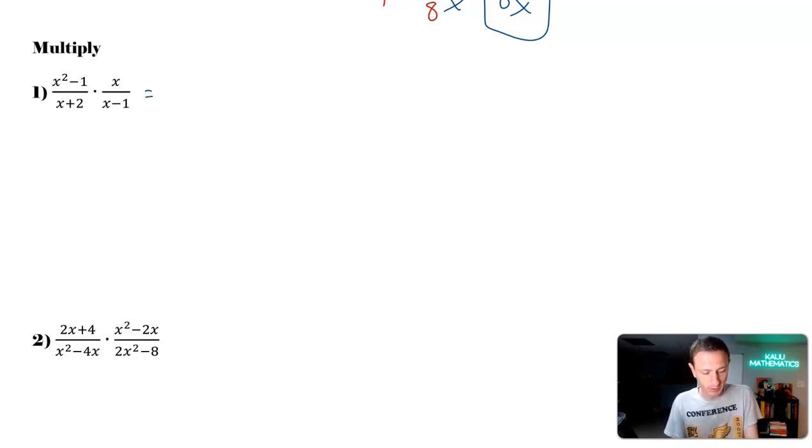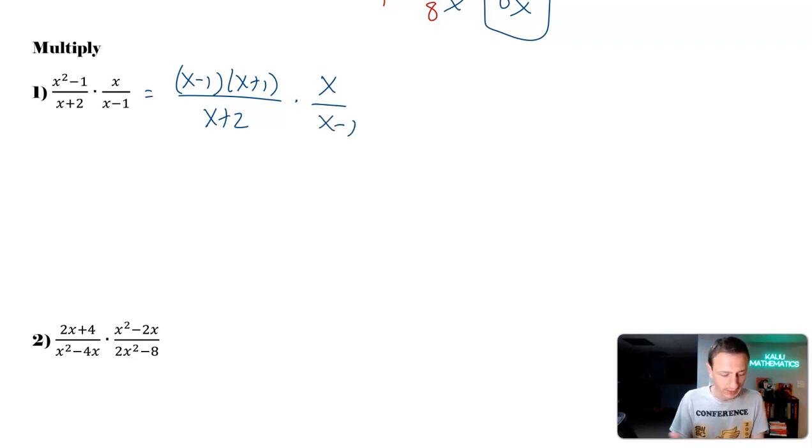So x squared minus 1 is a difference of two squares. So just knowing you're factoring: x minus 1 times x plus 1 over x plus 2 times x over x minus 1. I didn't factor anything else. That was the only factor. So what can simplify out? Well, I have the x minus 1s. Those are going to cancel out because those are the same factors, just like simplifying rational expressions. x minus 1 over x minus 1 is 1, so those cancel out.